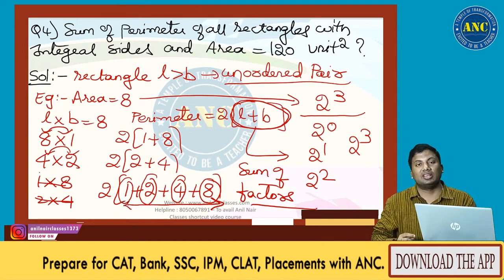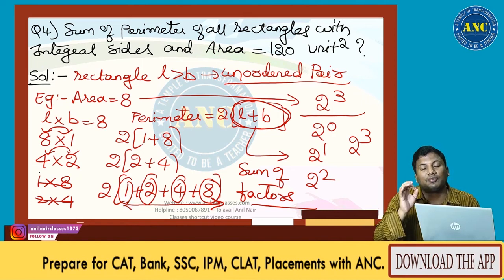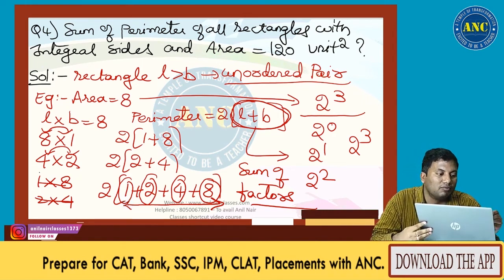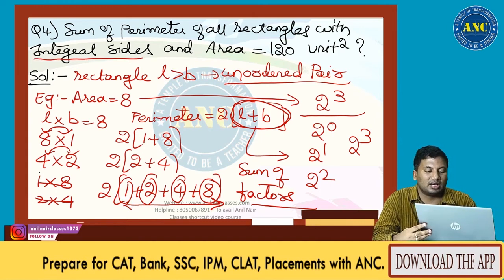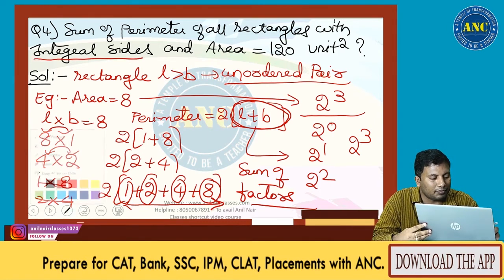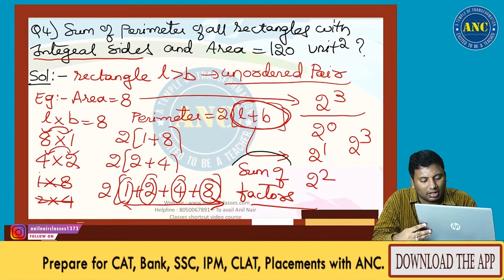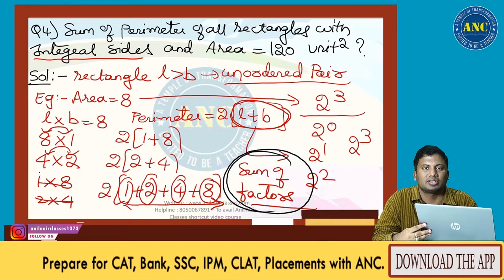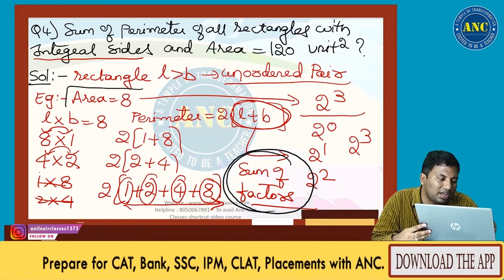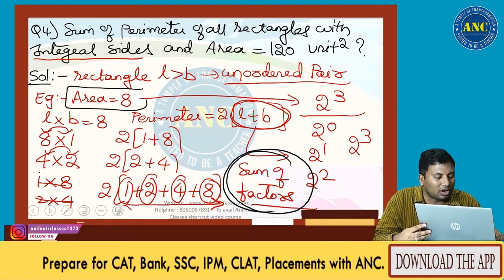Whenever the area is given and he is asking you to find the sum of perimeters of all rectangles with integral sides, the answer is nothing but 2 into the sum of factors. With this simple example of area 8, now let us solve the question.